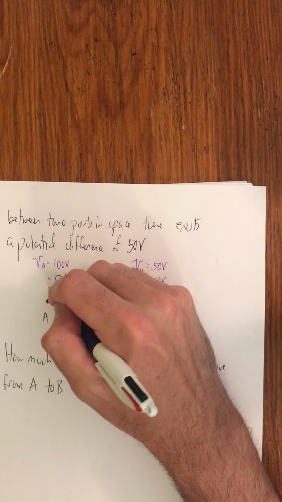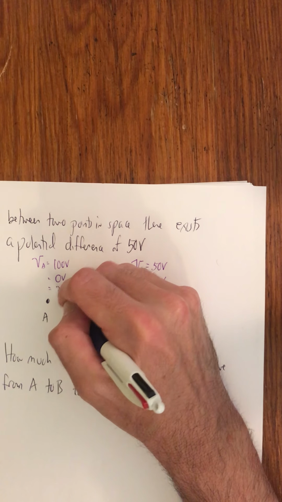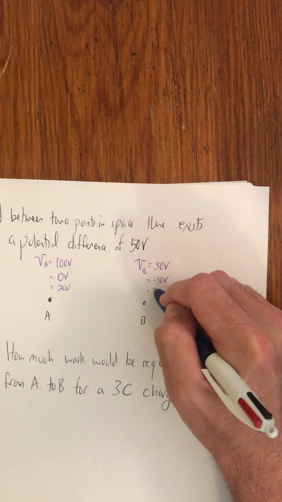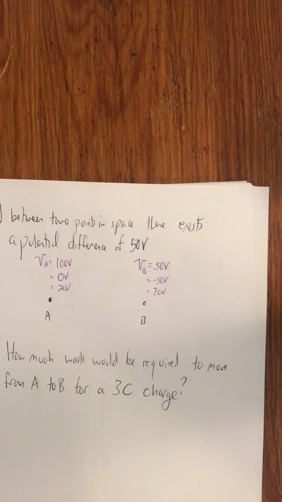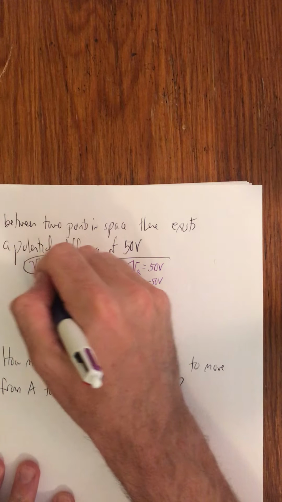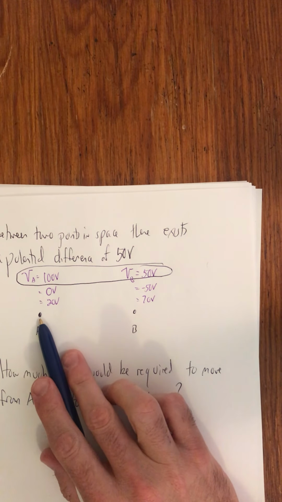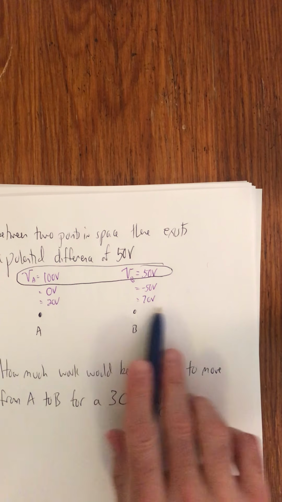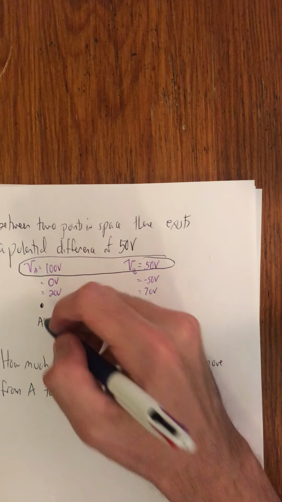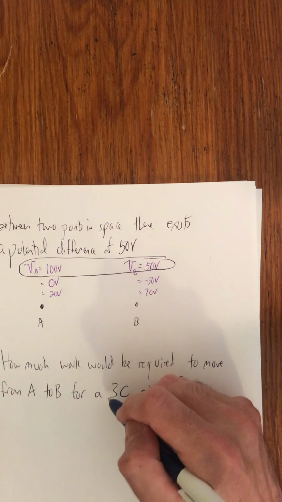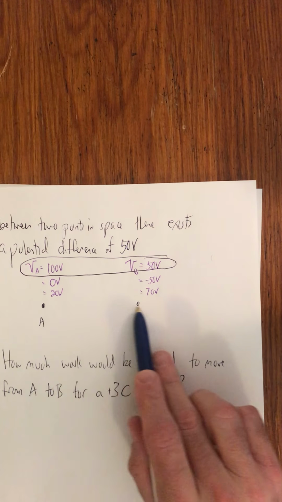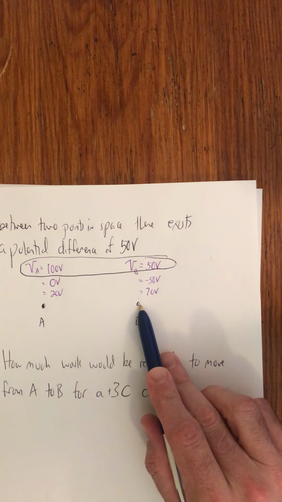Or maybe A is at 20 volts and B is at 70 volts. I don't know. All I know is that there's a difference of 50 volts between those two. But let's see what that could mean. Let's say that this is actually what's true, right? So that means that there is a potential difference between these two things. So if I were to put a positive charge at position A, it would naturally want to go to position B, right?